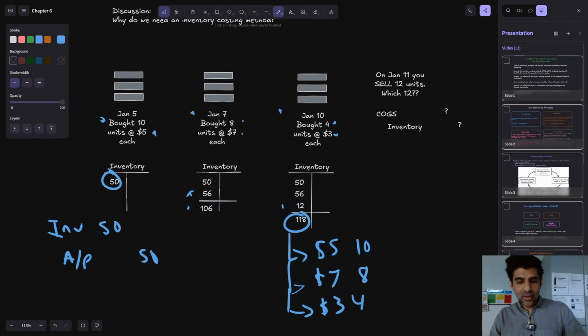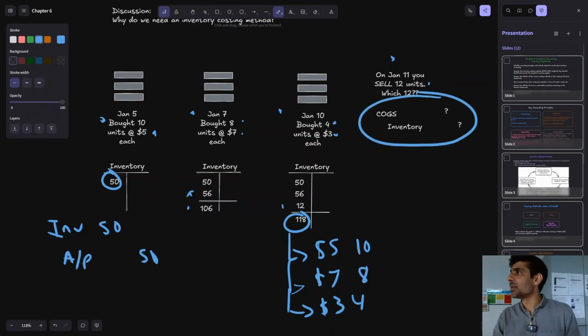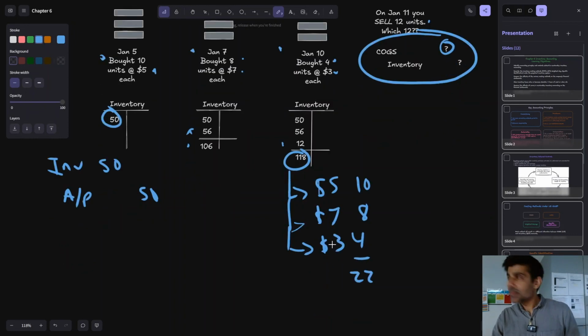Now the next day we sell 12 units. We know that one of our journal entries for this sales transaction is going to be of this form, again, clear from last chapter. We did this all day. The difference is in chapter 5, we were just told what the cost of goods sold is. Now we're selling 12 units, and we have a total of 22 units here. So how should we calculate cost of goods sold?